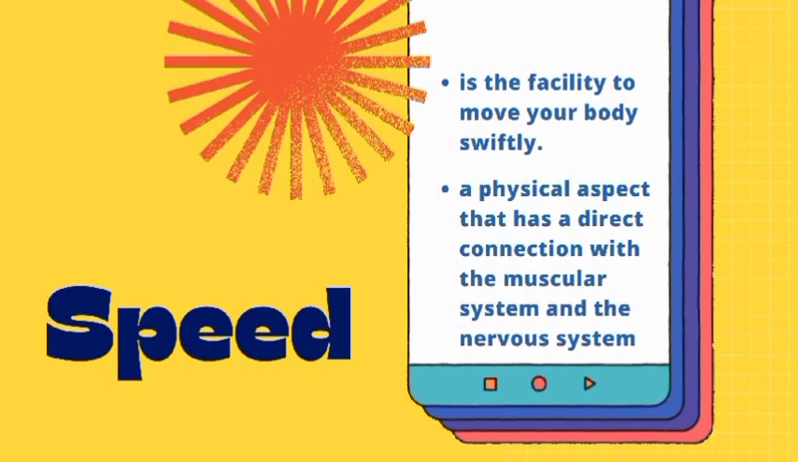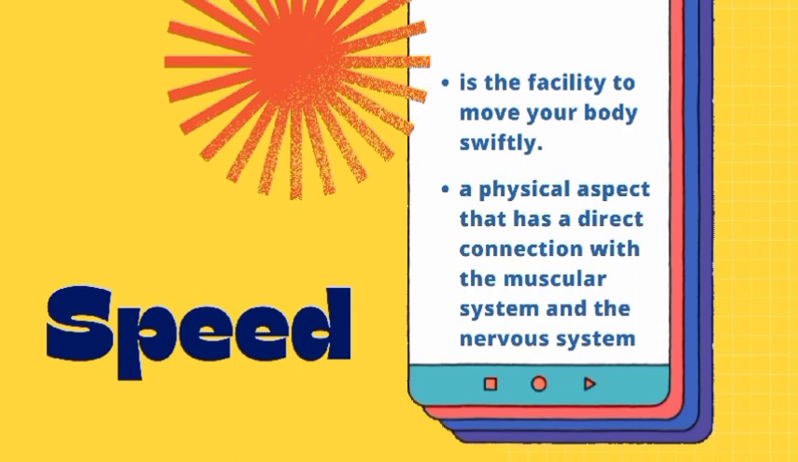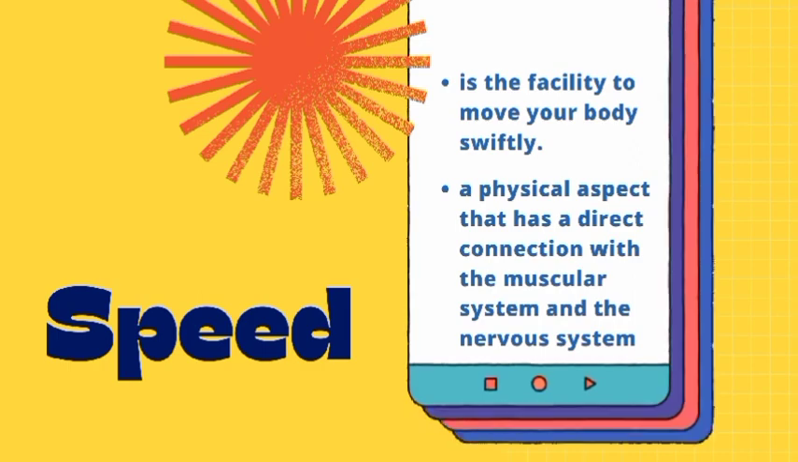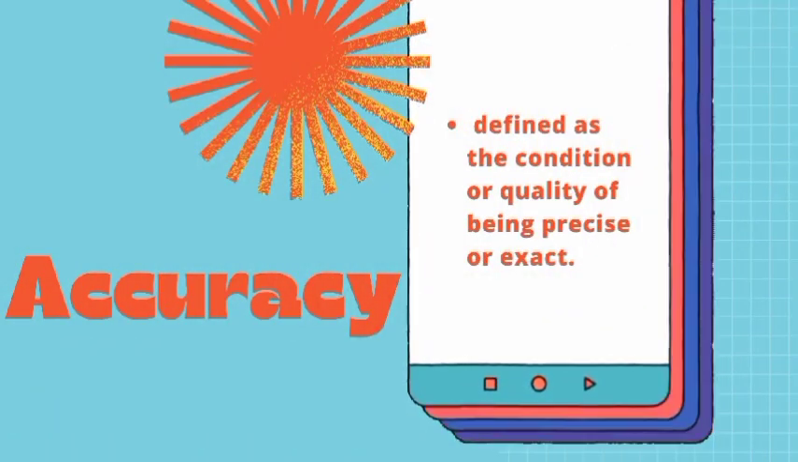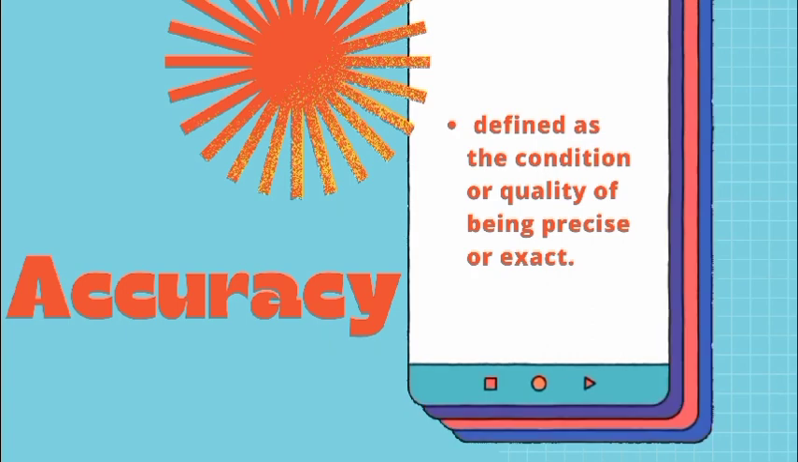Moving on. First, what is speed? Speed is the ability to move our body swiftly. Speed is a physical aspect that has a direct connection with the muscular system and nervous system. What is accuracy? Accuracy is defined as the condition or quality of being precise or exact.